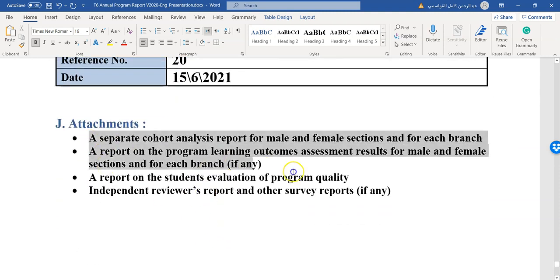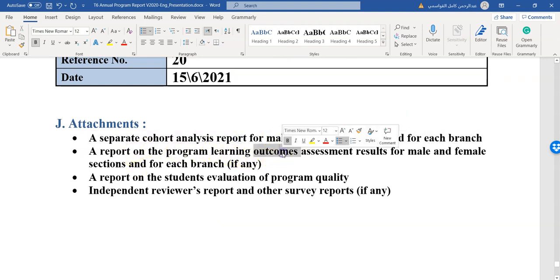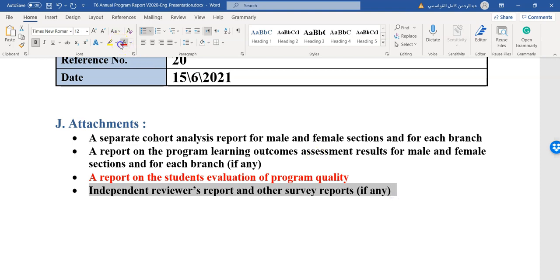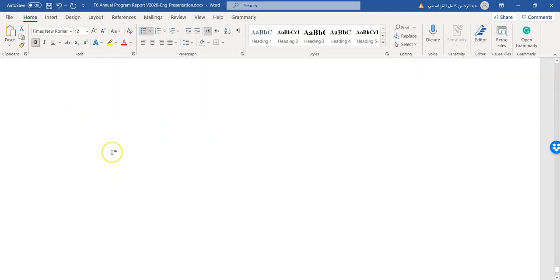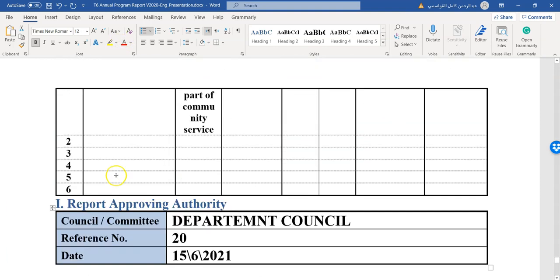This should be attached. A separate cohort analysis report for male and female, we don't have it. A report on the program learning outcomes assessment results for male and female, we don't have it. A report of the students' evaluation of program quality, this we can have, it should be included. And the independent reviewers report or other surveys report, we have it. So these two things should be attached.